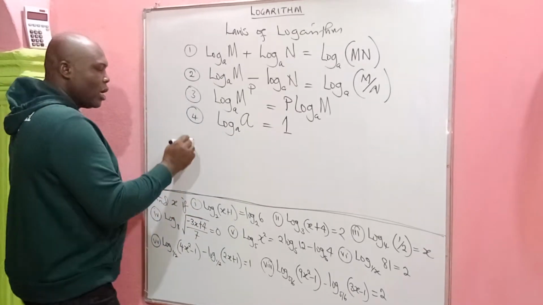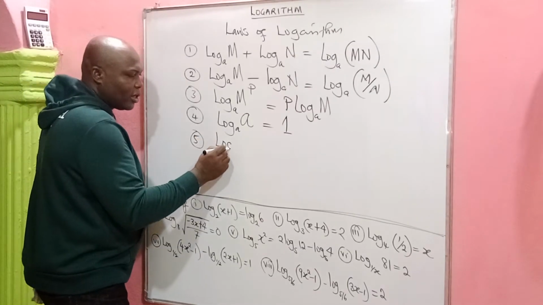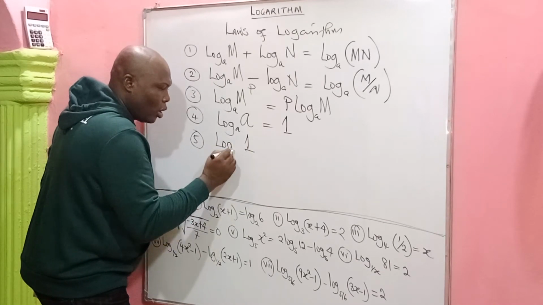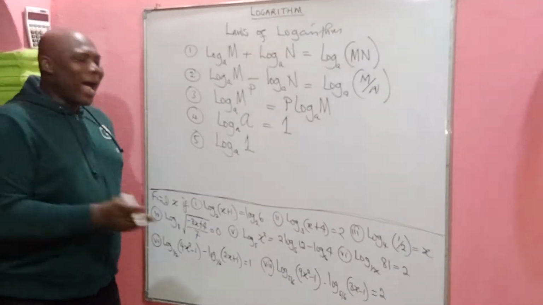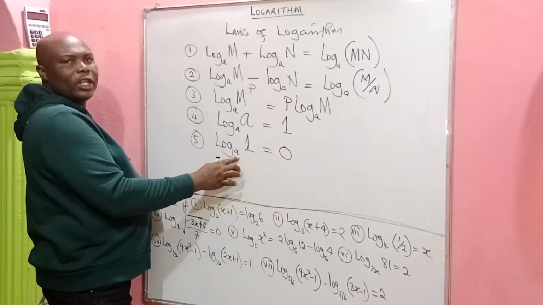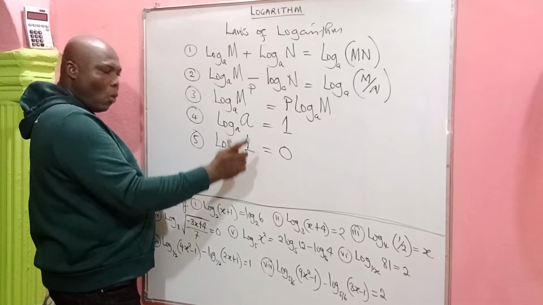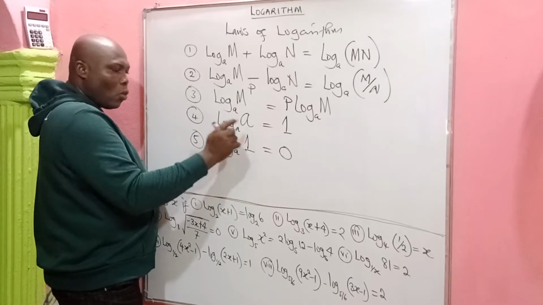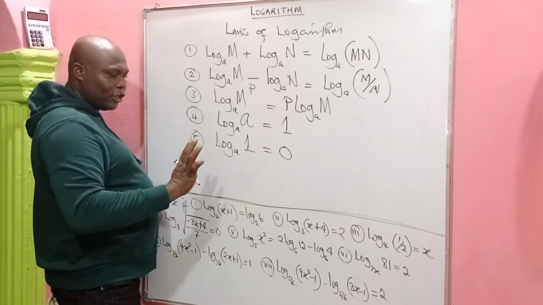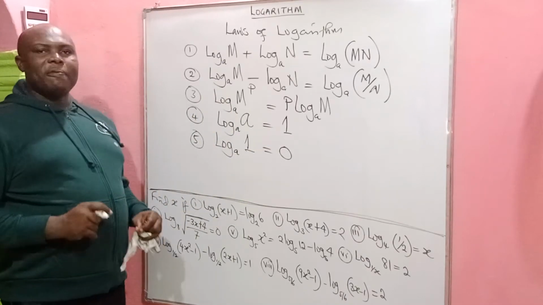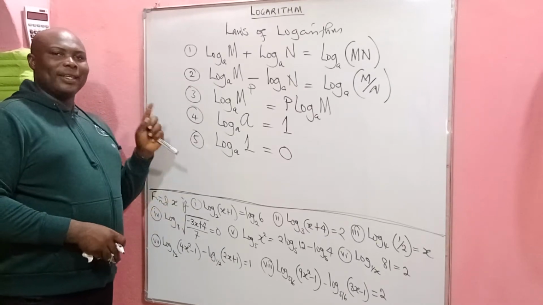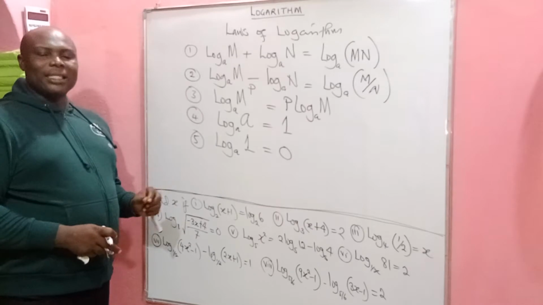That's what it means. Then we have the fifth one, which tells us that log 1 to the base of a gives us 0, irrespective of what a will be. So it means that log 1 to base 3 is 0. Log 1 to base 5 is 0. Log 1 to base 10 is 0. It doesn't change. So these are basically the first 5 laws of log we need to have at the back of our minds in order to solve any problem that involves log.